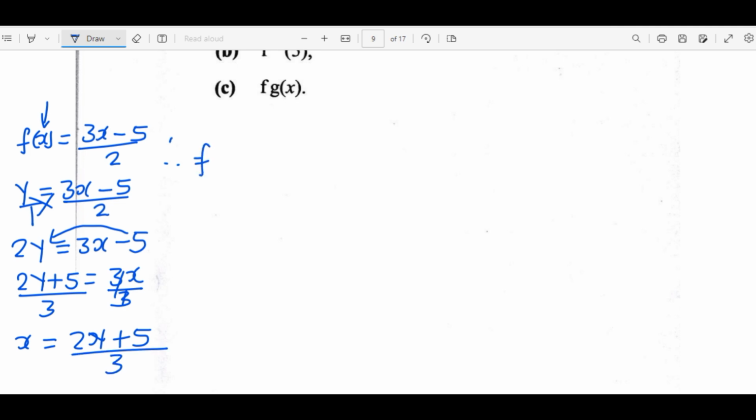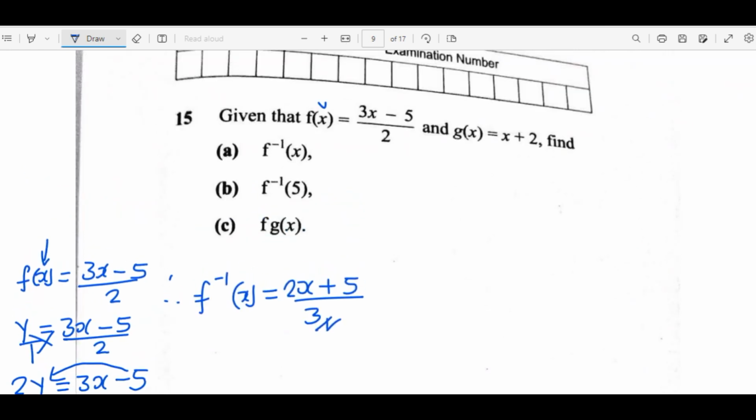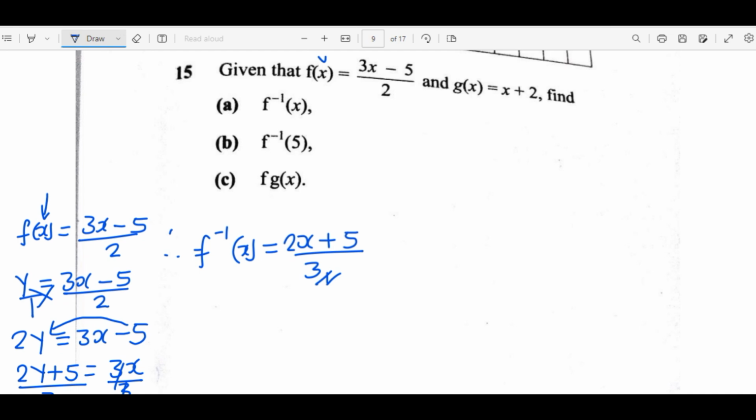Therefore, the inverse of f of x is equal to, now we need to write the whole thing, but where there is y, we replace it back with x. So this is our final answer. Okay, now let's move on to b.